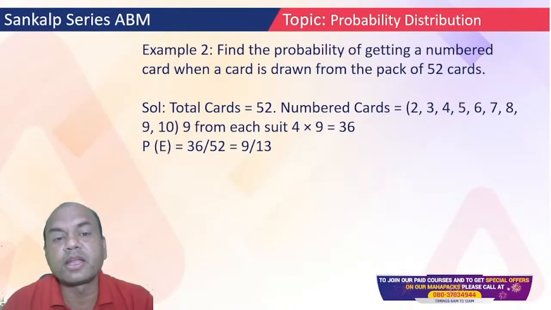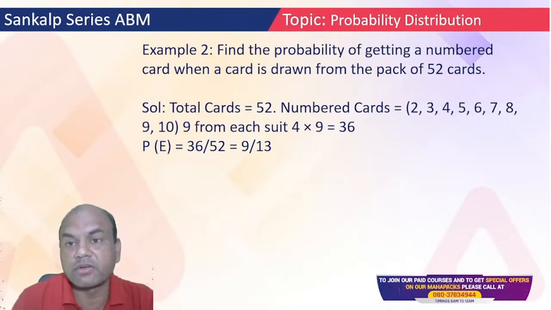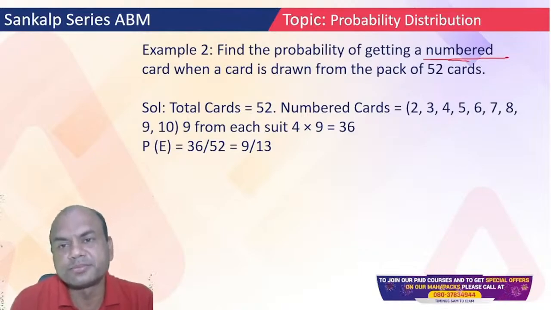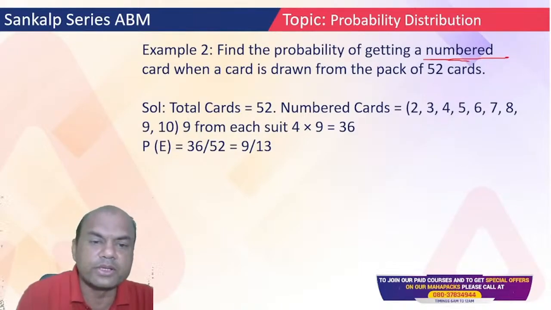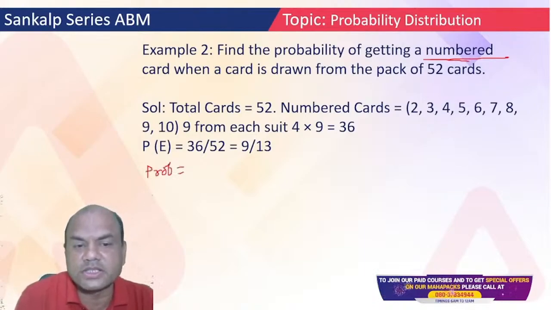Find the probability of getting a numbered card when the card is drawn from a pack of 52 cards. Now I want a numbered card. Okay. Now how many numbered cards are there? Firstly tell me. And total is 52. Okay, first remember the probability. Formula for probability is what? Success.